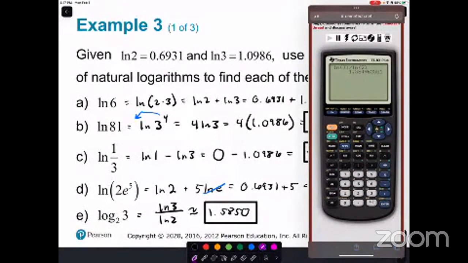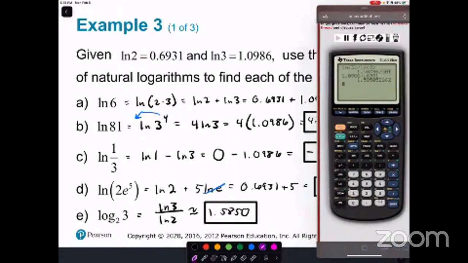Oh, you know what? I know what they did. The reason it's different is because they rewrote log of 3 base 2 as the log of 3 divided by the log of 2. So they use those given results. 1.0986, sorry, 1.0986 divided by 6931. They use those numbers. Yeah, 5851. So, you know, it's okay.